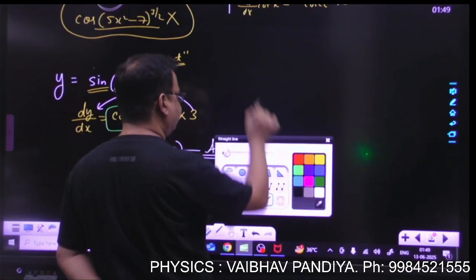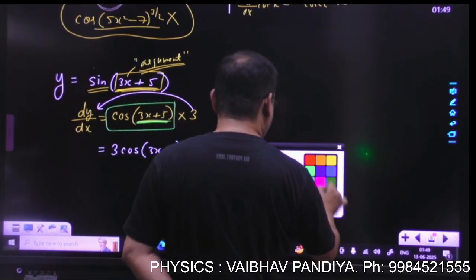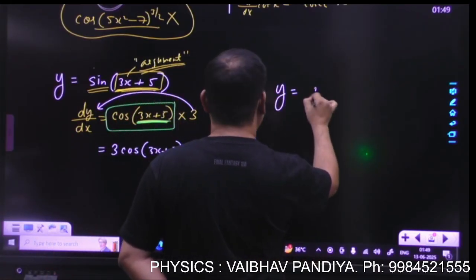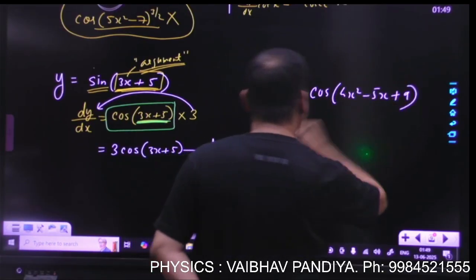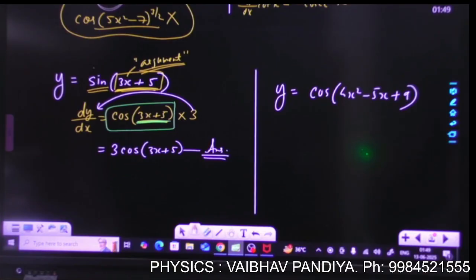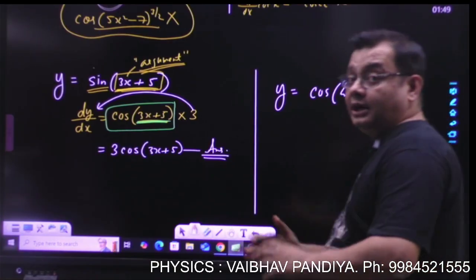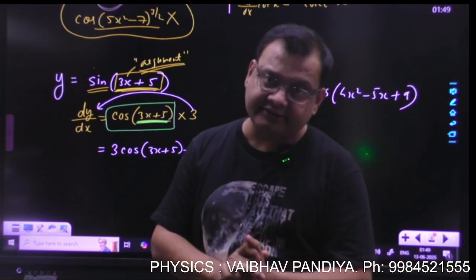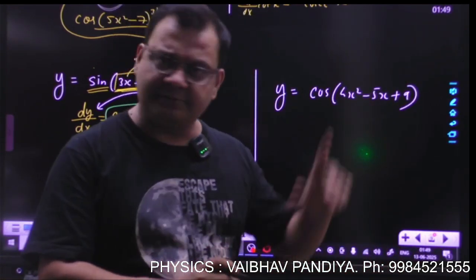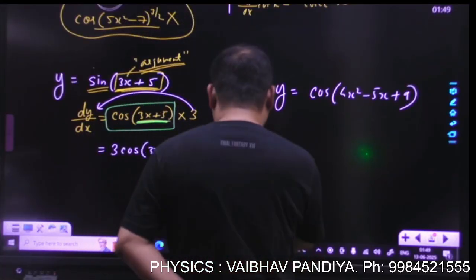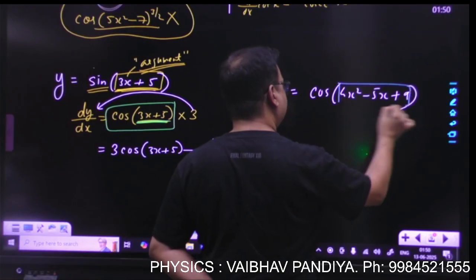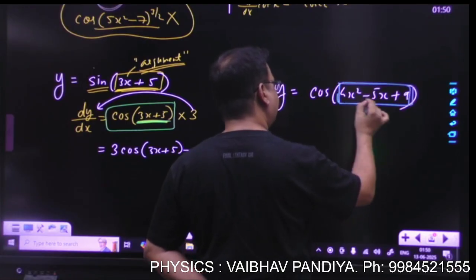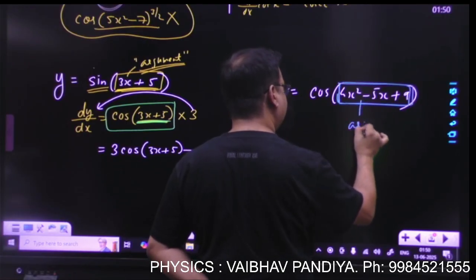Okay. Let's see some more illustrations. Suppose I'm writing y is equal to cos 4x square minus 5x plus 9. Had it been cos x, then the answer would have simply been minus sin x, because cos x is something where you can apply that standard formula. But here the argument of cos is not x. It is 4x square minus 5x plus 9.